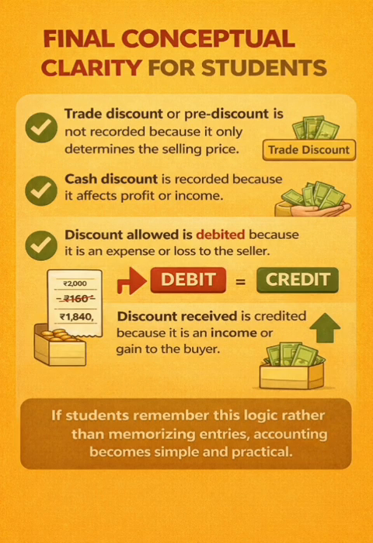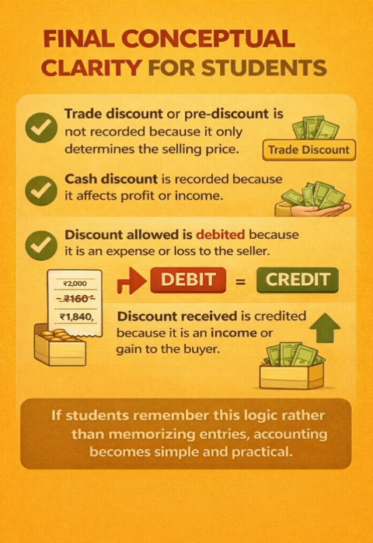Final conceptual clarity for students. Trade discount or pre-discount is not recorded because it only determines the selling price. Cash discount is recorded because it affects profit or income. Discount allowed is debited because it is an expense or loss to the seller. Discount received is credited because it is an income or gain to the buyer.